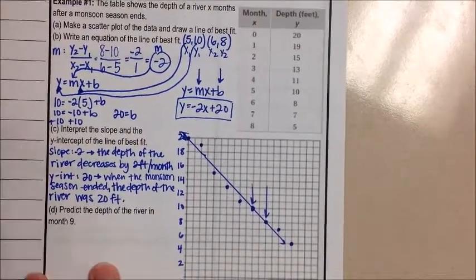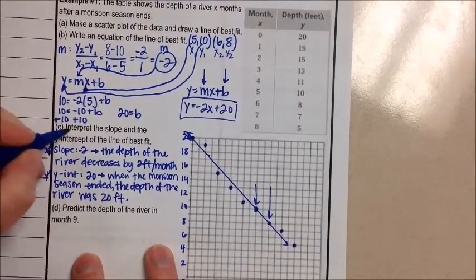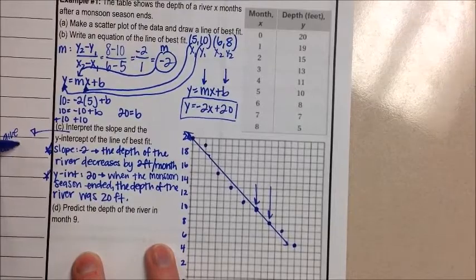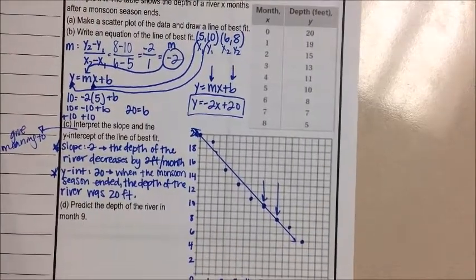So that was interpret slope and y-intercept. Interpret means to give meaning to. So what does the slope and the y-intercept mean? That's what we did.